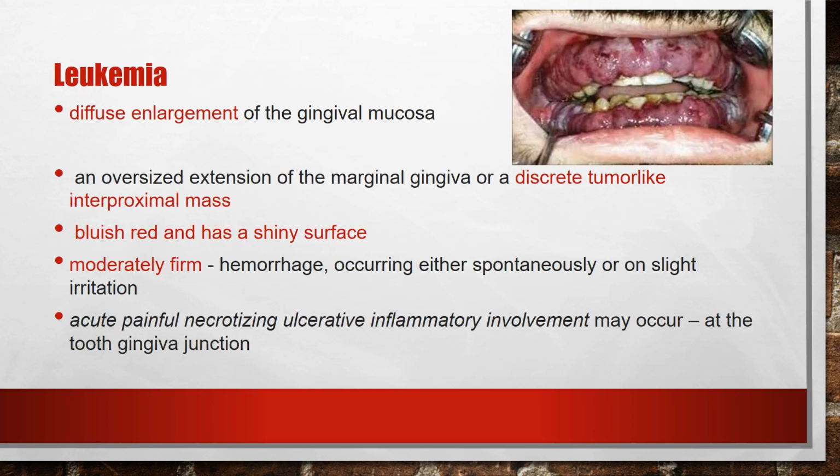Next, coming to the leukemia associated gingival enlargement, it is mostly seen as diffuse enlargement of the gingival mucosa. You can see in this picture that it involves the marginal gingiva, interdental gingiva as well as the attached gingiva as a huge mass. This is an oversized extension of the marginal gingiva or a discrete tumor-like interproximal mass. It appears bluish red and has a shiny surface. It is moderately firm, and hemorrhage can be seen, occurring either spontaneously or on slight irritation. In the interdental areas, you can see acute, painful necrotizing inflammatory involvement may occur at the gingival junction, mostly in the crevice region.